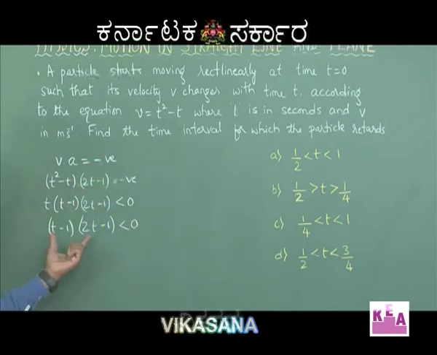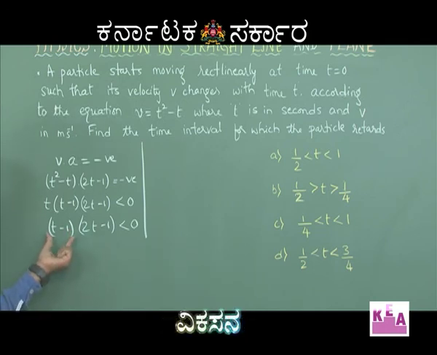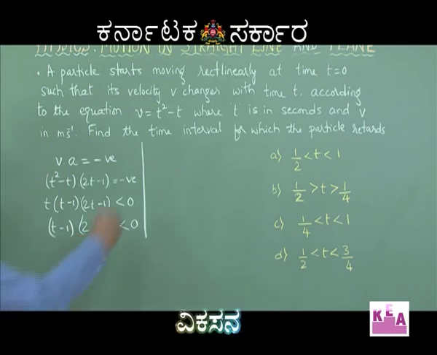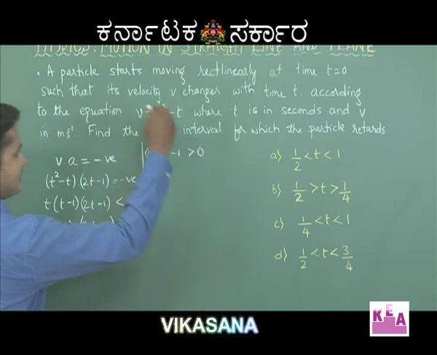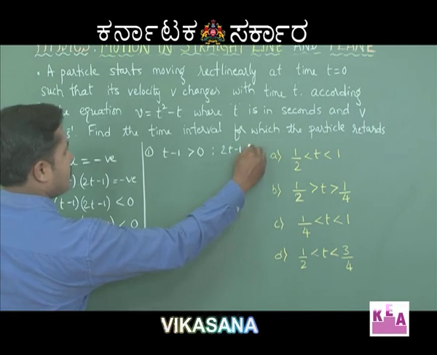Here I have two options. When A into B is negative, either A should be negative or B should be negative. That is the method which I follow right now. So, there are two cases. In the first case, let me take t − 1 positive, so 2t − 1 will be negative. In the second case, t − 1 can be taken as negative, and in that case 2t − 1 will be positive. Let me take the first case here: t − 1 is greater than 0, and 2t − 1 will be negative.